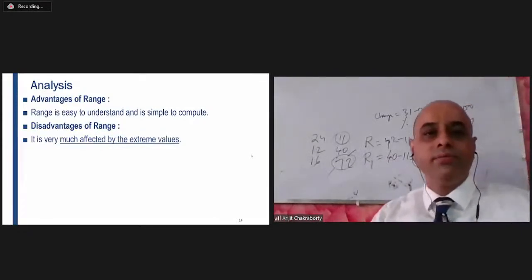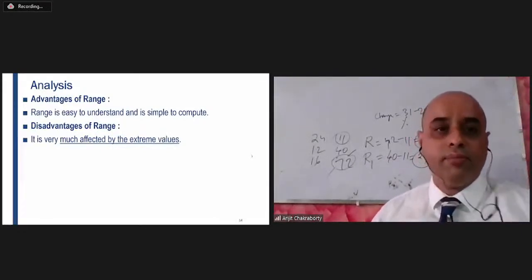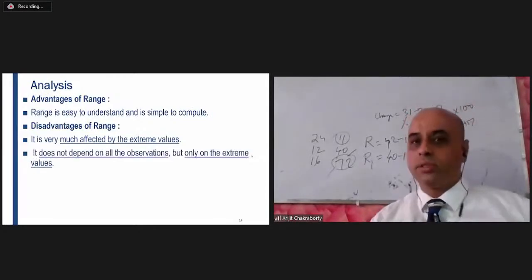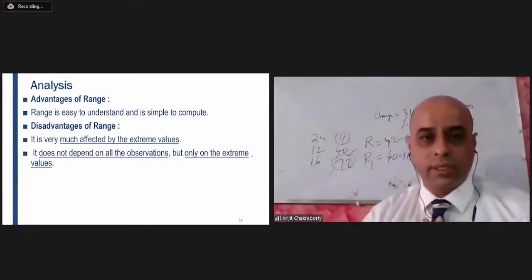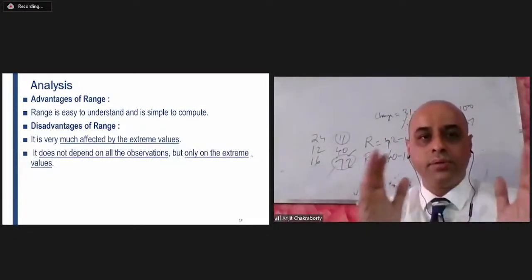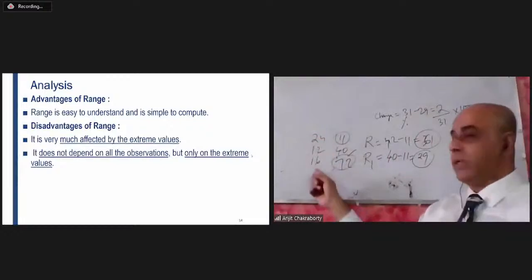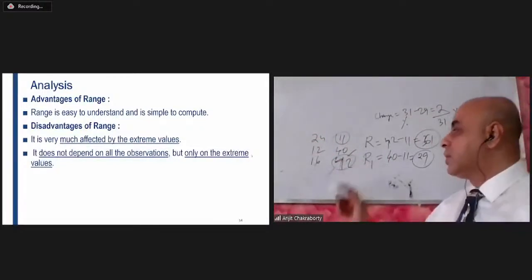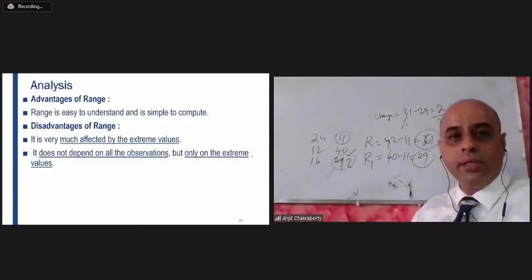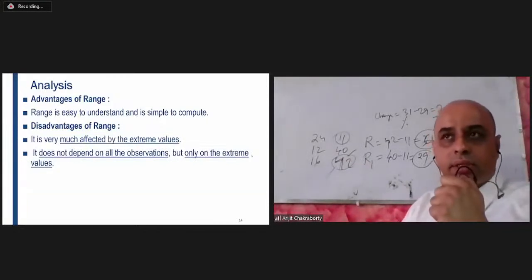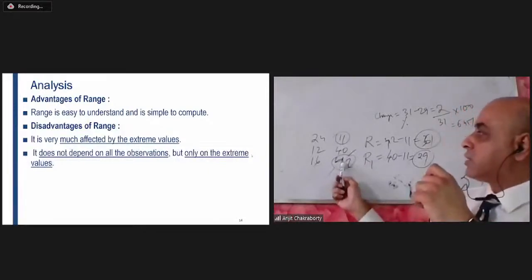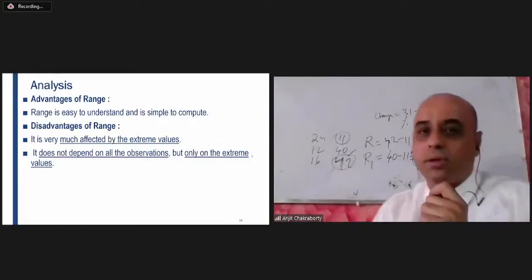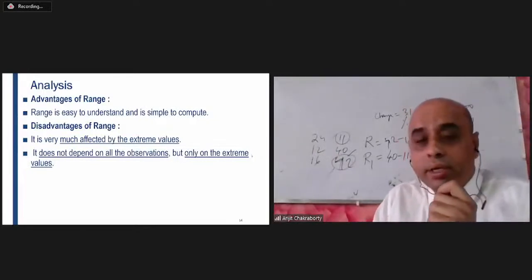So extreme values will have a high impact on range. Also, it does not depend on all the observations because range means the highest minus lowest. So range does not depend on the observations which are coming in between. Please note here, if I write 42 as the highest marks, and the range is what? The range is highest minus lowest. So virtually highest minus lowest. The observations which are coming in between do not matter. So this is a disadvantage of range.